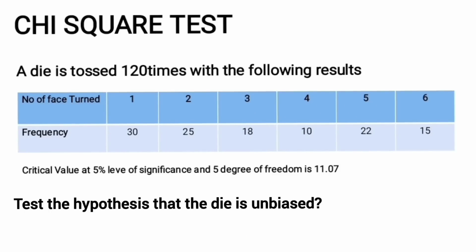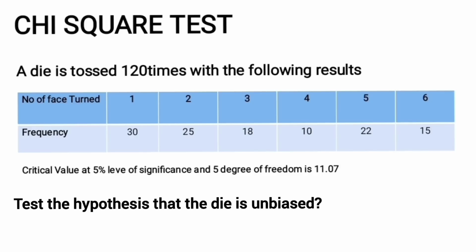In this class, we're going to go over chi-squared. We're going to learn how to test for the goodness of fit in chi-squared. Let's start with the first example. A die is tossed 120 times with the following results. You can see the results. We are asked to test the hypothesis that the die is unbiased. This type of question is a goodness of fit test because we don't have a contingency table.